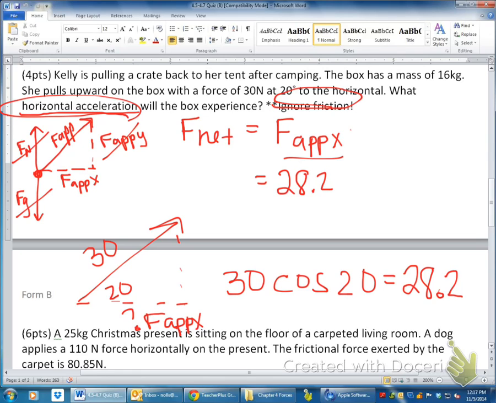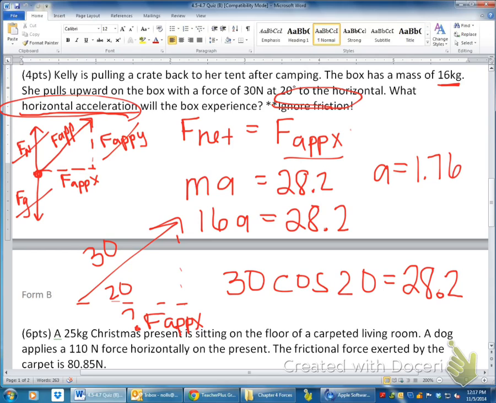What do we know force net equals? Mass times acceleration. We know from the problem that the mass is 16. So we do 16a equals 28.2. And then we know our acceleration is equal to what? 1.76. What units do we use for acceleration?